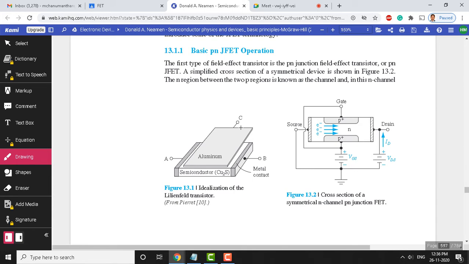You can see that the top is going to be an aluminum plate, and below that there is a semiconductor, and there are ends. You can see that there is an A and B side, where charge carriers will move from A to B, and that's controlled by the aluminum plate, which is on top of this. Okay. So, this is the pictorial diagram presented in the patent paper filed by Lilienfeld.